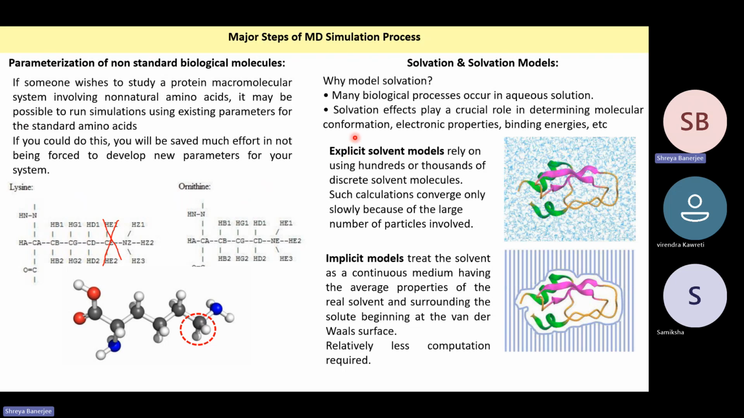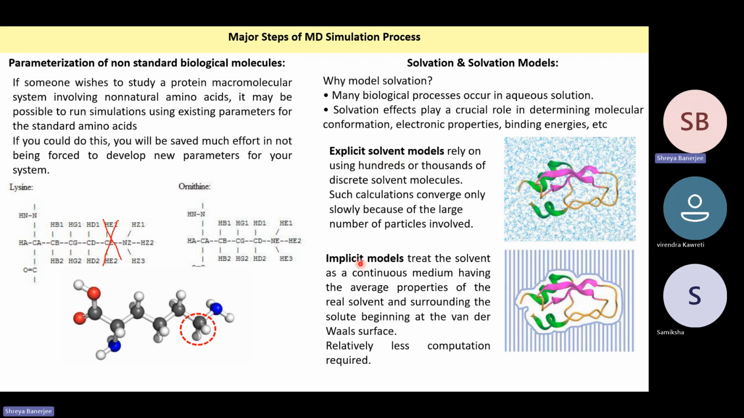Now, after that, the solvation model has to be specified. There are two kinds of solvation models. One is the explicit solvation model, which uses hundreds and thousands of discrete solvent molecules. Suppose the solvent is water: all around the protein you are defining thousands of water molecules. This becomes a very complicated system, because thousands of water molecules give you hundreds of thousands of atoms, and that many extra position coordinates. So the system becomes very large and the calculations become very slow. This is the explicit solvent model.